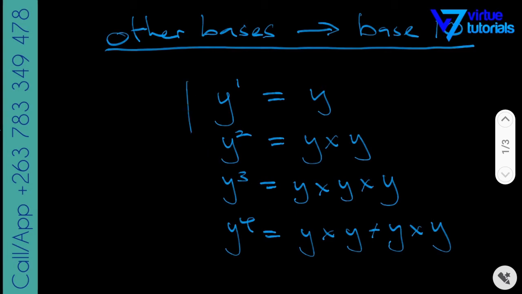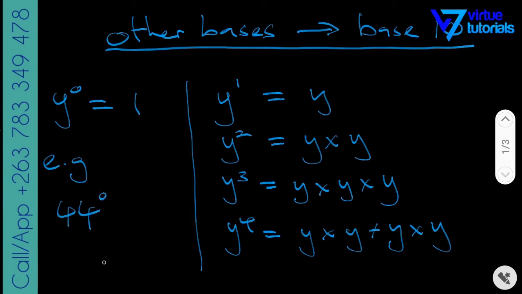Another thing you need to know is that if I have y to the power 0, that gives me a 1. Any number raised to the power 0 gives you a result of 1. So for example, if I raise 44 to the power 0, my result should be 1. Whatever you raise to the power 0 should give you a result of 1.